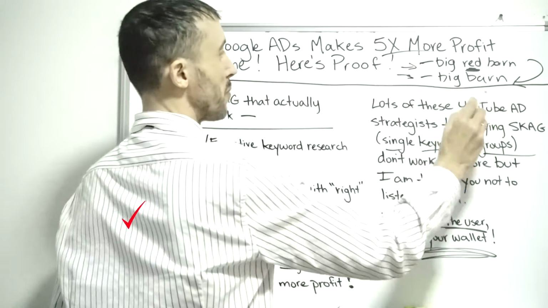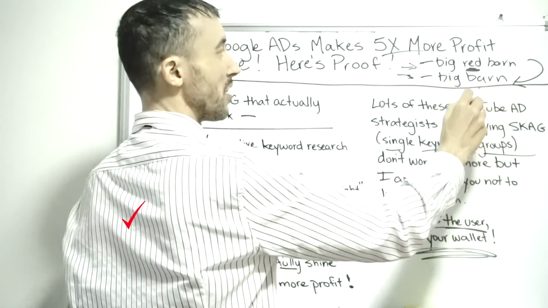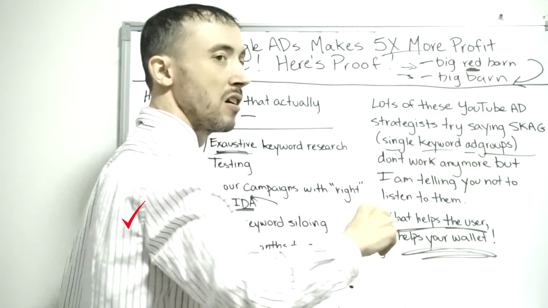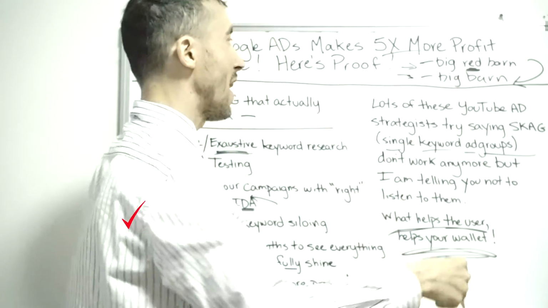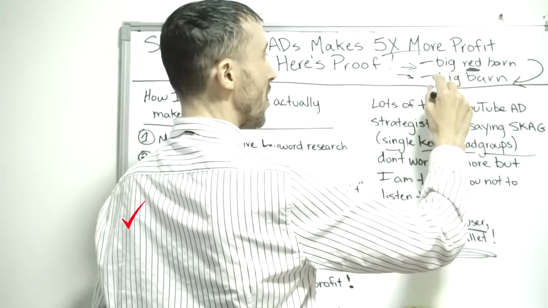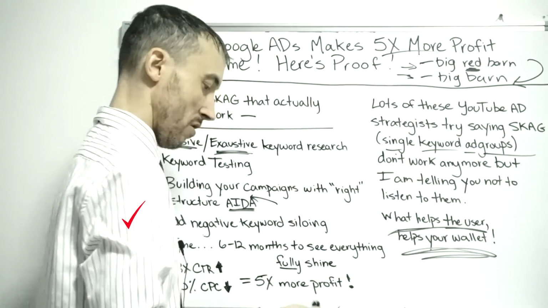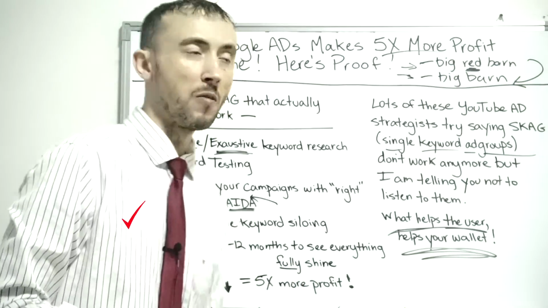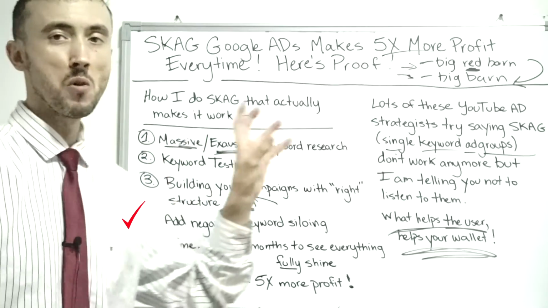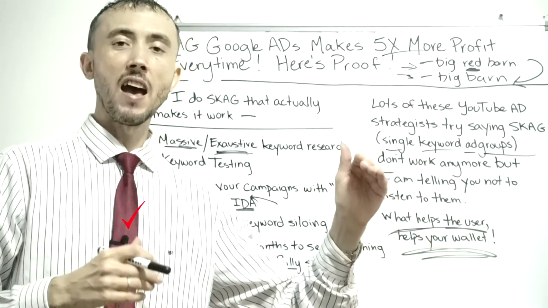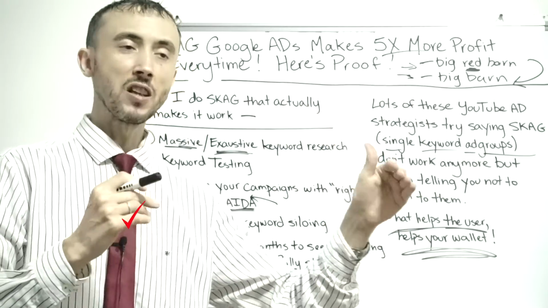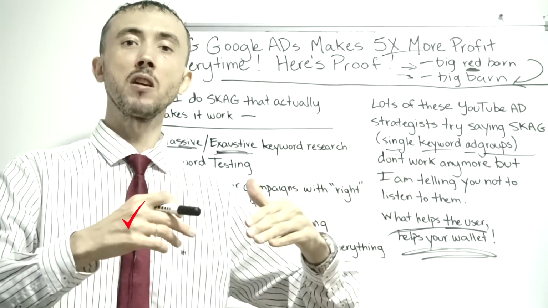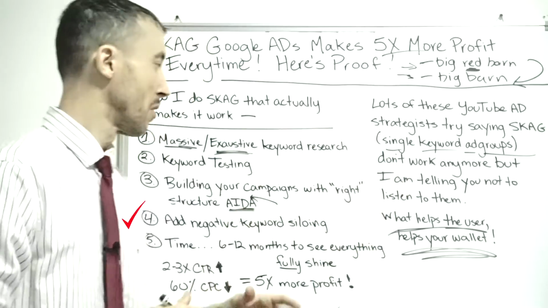Because the ad for the Big Barn ad group doesn't have the word red in it, which means you're not going to get the same click-through on your ad as if the ad which said Big Red Barn showed up, if you get my point. So that's what you do across the board on all your ad groups. It won't be perfect, but you'll get the highest percentage of the right ad showing for the right search, okay?